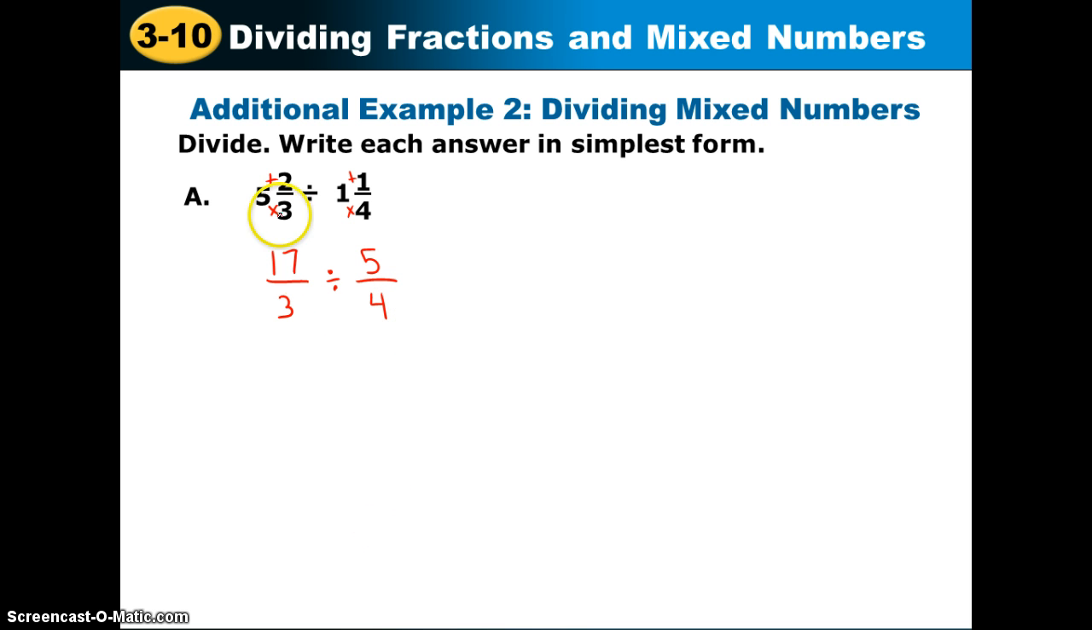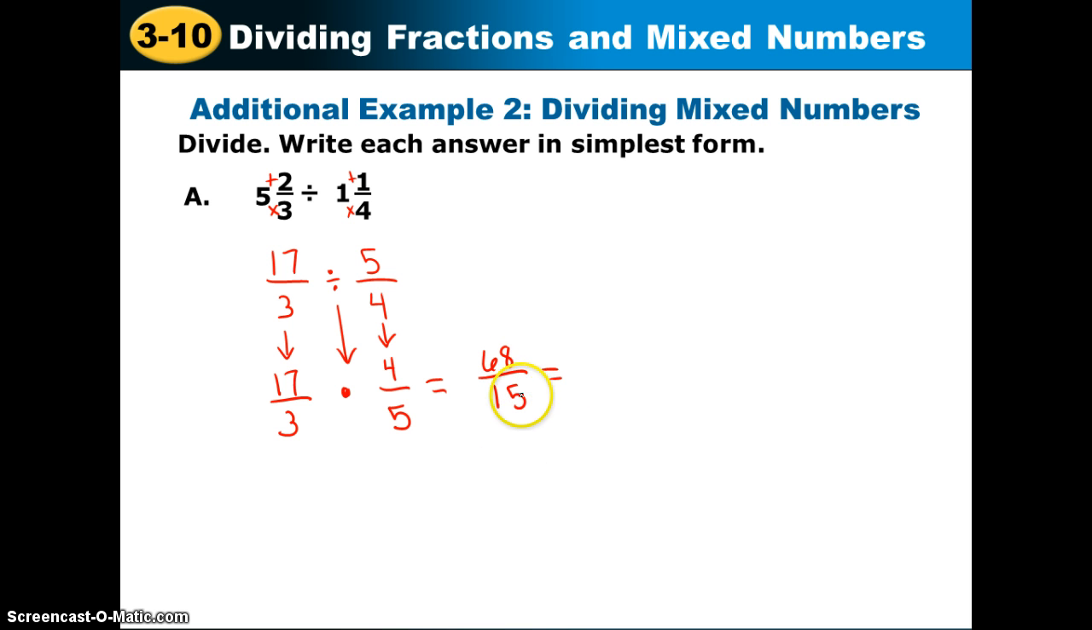Okay, now let's go ahead and do our division process. Keep the first fraction the same, 17/3. Change division to multiply, and flip the second fraction, again multiplying by the reciprocal. Here I cannot cross-reduce. 17 times 4 is 68. 3 times 5 is 15.